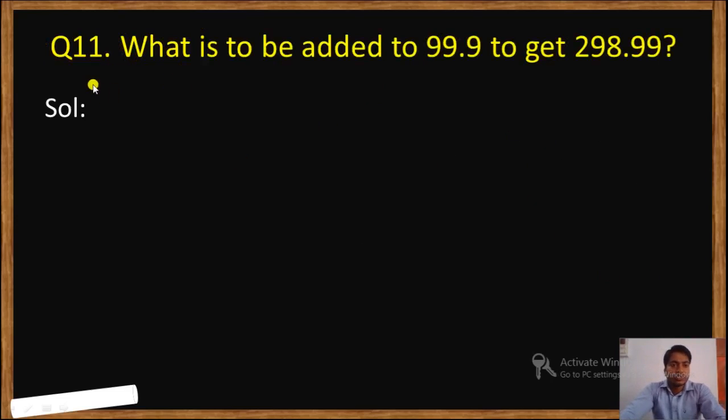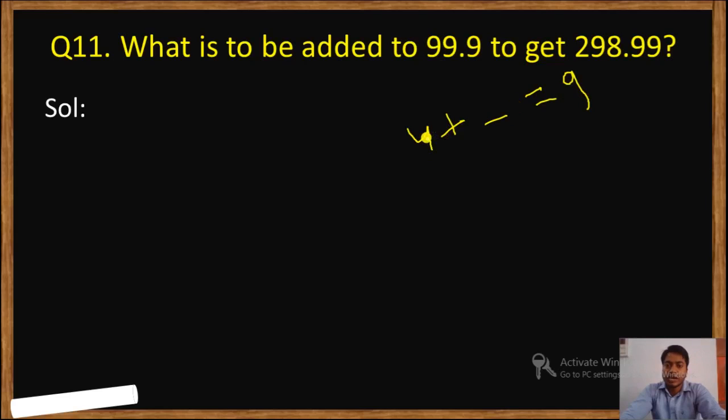Now here we have question number 11. What is to be added to 99.9 to get 298.99? Okay, what is to be added to 99.9 to get 298.99? Okay, let's try to understand with a small example. Suppose I am saying to you, what is to be added to 4 to get 9?